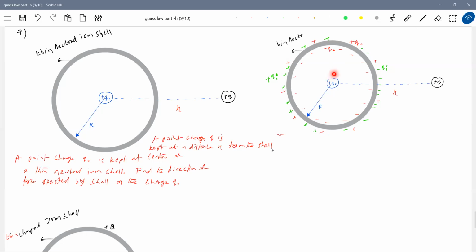Okay, now what is the question? Find the force exerted by the shell on the point charge. Thin iron shell.